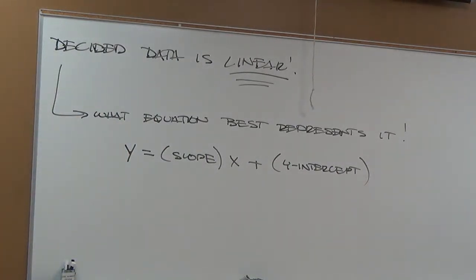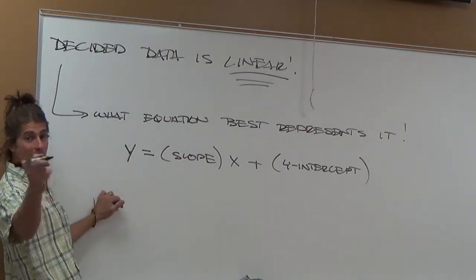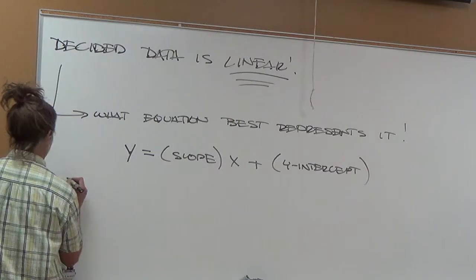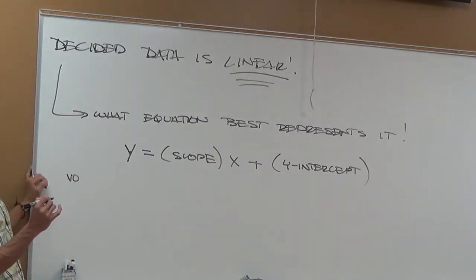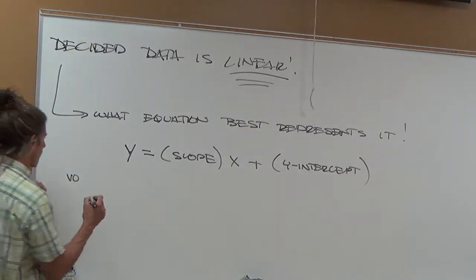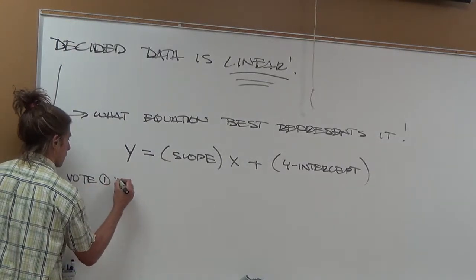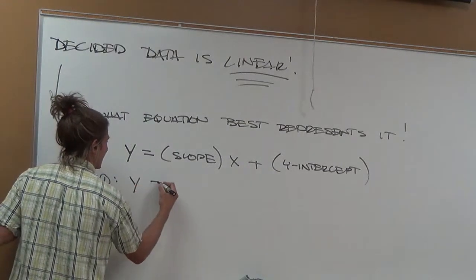We already know the slope because we're going to use the slope 2.25 over 2, or 1.125 over 1, or 9/8. That's even better, isn't it? I like 9/8. Probably easier to use that way. So vote number 1: we just use y equals.